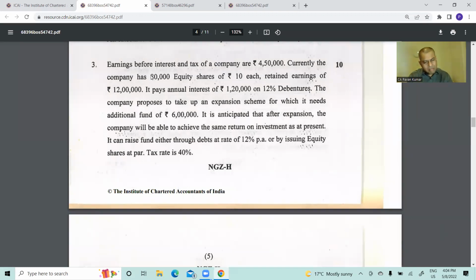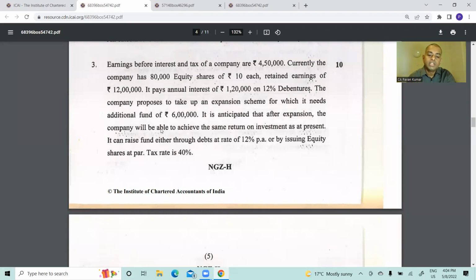Okay, so same 80,000 into 10 rupees, 8 lakhs is share capital, retained earnings 12 lakhs, annual interest 1,20,000 at 12%. So debentures is equal to 1,20,000 divided by 12 into 100, 10 lakhs. So 8 plus 12 plus 10, 30 lakhs. So we say 30 lakhs is the capital employed, 4,50,000 is the EBIT. So return on capital employed is equal to 4,50,000 divided by 30 lakhs into 100, that is equal to 15%. And the new capital will be 36. So 30 plus 6, 36 lakhs into 15% you'll apply.